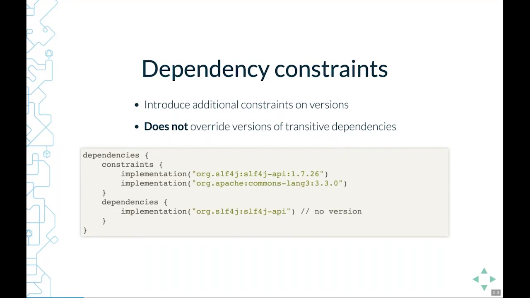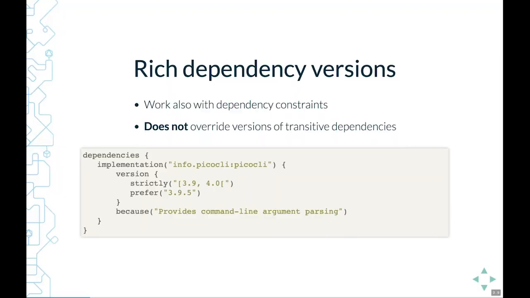And so here you see, for example, I'm defining constraints on SLF4J API and commons-lang3, and then when I'm adding my dependencies, I just have SLF4J API without a version because the version is provided by the constraint. And if I was to run a dependencies or dependency insight report, I would not find commons-lang3 in my graph because there is no concrete or hard edge, as we call them, to it.